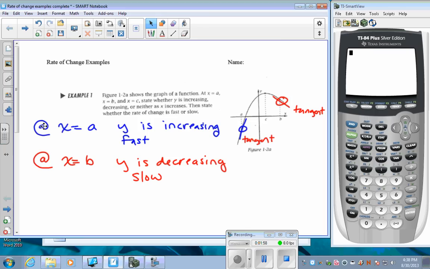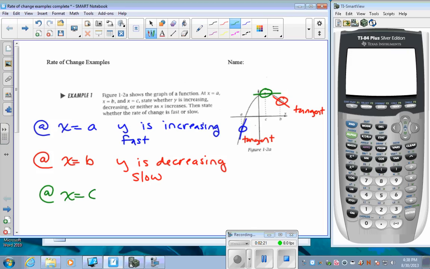Finally, we're going to look at x is equal to c. And at x is equal to c, again, I'm reading from left to right, but when I look at that point, it's not increasing and it's not decreasing. If I were to draw in a tangent line, it touches the curve exactly one time, just like a tangent did in geometry with circles. A tangent line touched the circle exactly one time.